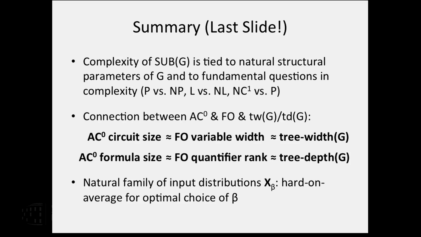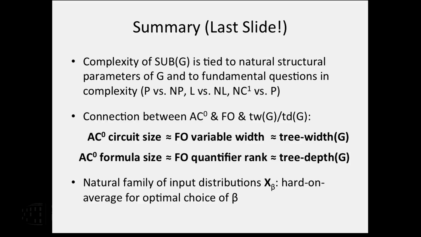So here's the last slide, a summary. We introduced this subgraph isomorphism problem, this nice family of problems, and showed that its complexity is tied to natural structural parameters of G, and to fundamental questions in complexity theory, P versus NP, L versus NL. We went over these nice connections between AC0 and first order logic, and maybe the main takeaway is that AC0 circuit size is related to the first order variable width, which is related to the tree width of G, and formula size is related to quantifier rank and tree depth.